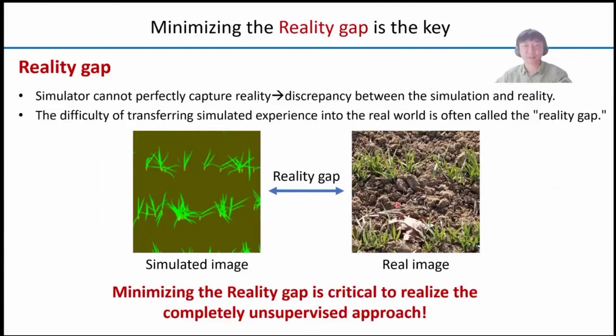However, in fact, the simulator cannot perfectly capture reality. This would cause a discrepancy between the simulation and the reality. The difficulty of transferring a simulated experience into reality is often called the simulation-to-reality gap, or the reality gap. So minimizing the reality gap is critical to realize the completely unsupervised approach.